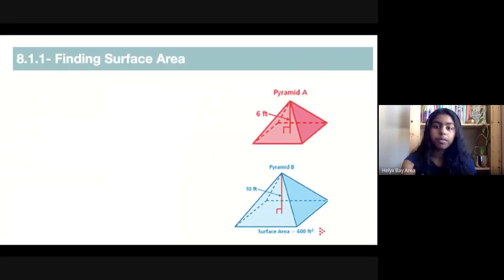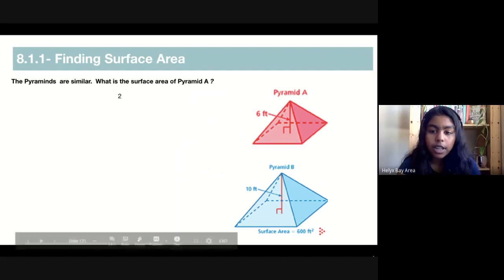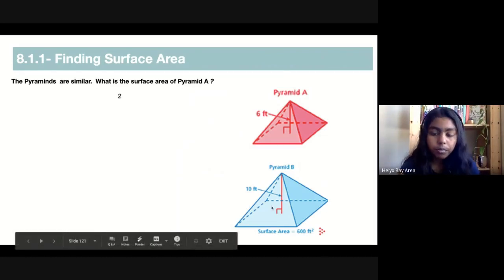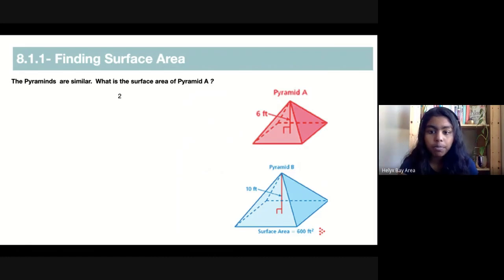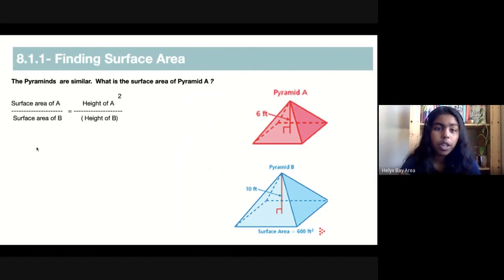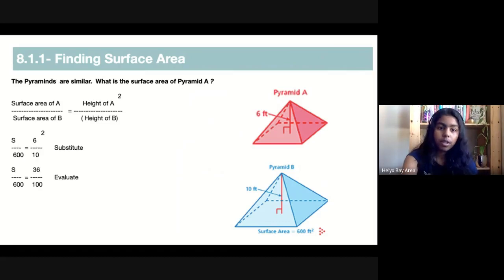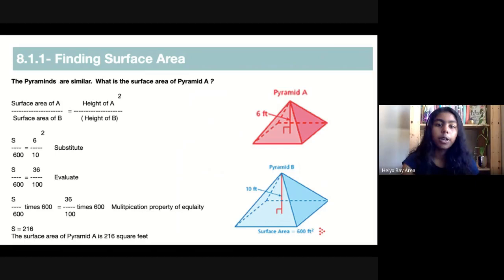Okay, so now we're going to be finding the surface area. The surface area is pretty much adding all of the areas that are visible on the outside of the shape. We're going to be using this formula here: surface area of pyramid A over surface area of pyramid B equals the height of pyramid A over the height of pyramid B, and these are all squared. So both of these should be squared.